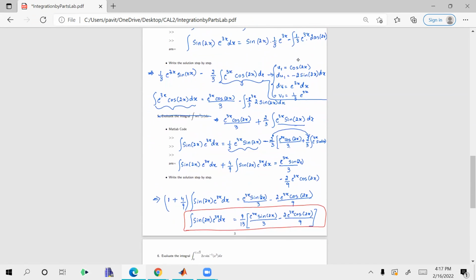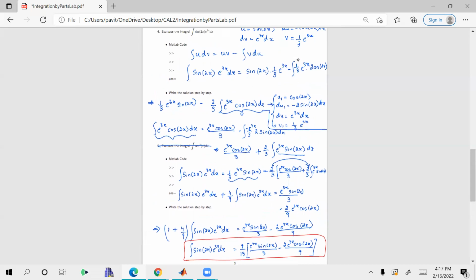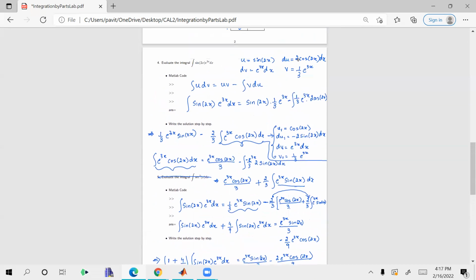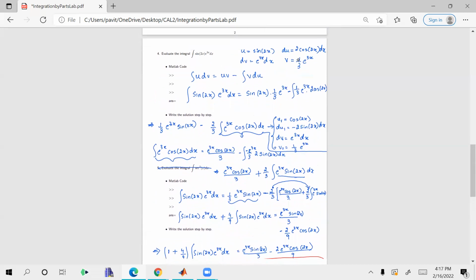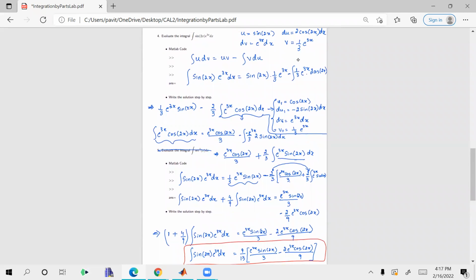Also, this is the only lengthy problem you have in this lab, so you don't have to worry too much about this. You can just write whatever I have written here, but before you write, don't just copy this. You have to understand and then write. Okay.